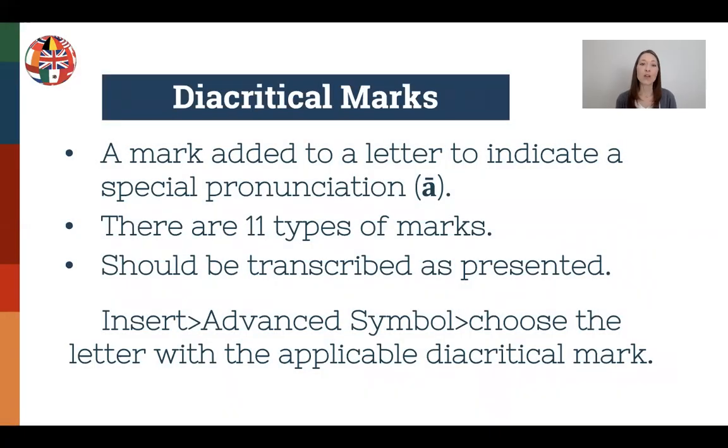All right, diacritical marks are also tricky to find sometimes in your word processor. You go to Insert, Advanced Symbol, and choose the letter that has the applicable mark of what you're trying to copy. So again, you're trying to just represent what you see. There are like 11 different types of marks over a bunch of different letters of the alphabet. So hopefully in that advanced symbol area, you'll be able to find what you're looking for.